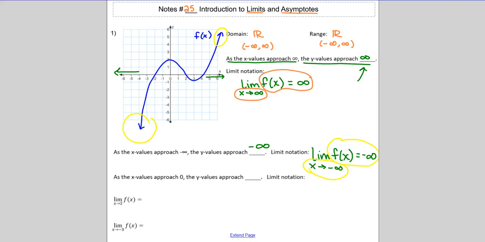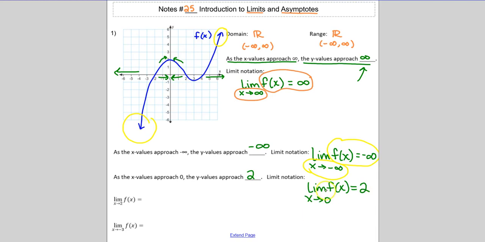As the x values approach 0, the y values approach blank. Well, looking at the graph, we want to know what's happening as the x values approach 0 from the left and from the right. So what are the y values getting close to? They are getting close to 2. As the x values approach 0, the y values approach 2. And our limit notation would be the limit of f of x as x approaches 0 is 2.